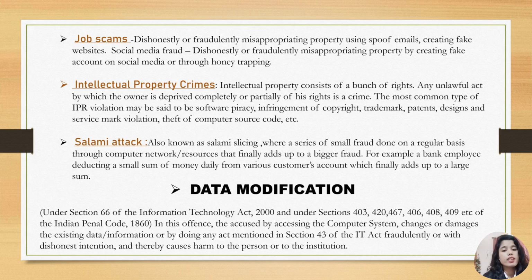Under Section 66 of the Information Technology Act 2000 and under Sections 403, 420, 467, 406, 408, 409, etc. of the Indian Penal Code 1860, in this offense the accused, by accessing the computer system, changes or damages the existing data or information, or does any act mentioned in Section 43 of the IT Act, fraudulently or with dishonest intention, and thereby causes harm to the person or to the institution.